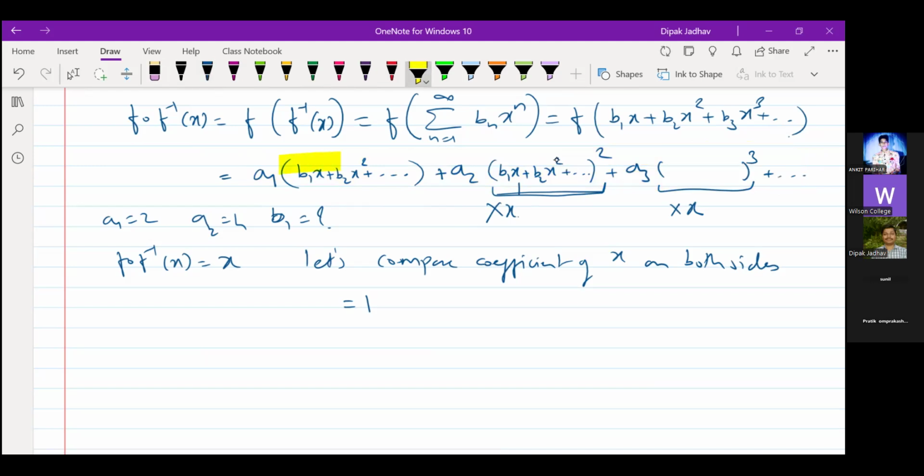So where will we have a term containing x? Here only. And what is that? That's nothing but a1 b1 is equal to 1. The a1 value is known to us, 2 times b1 is equal to 1. So b1 is 1/2. Very easy. Is this okay?